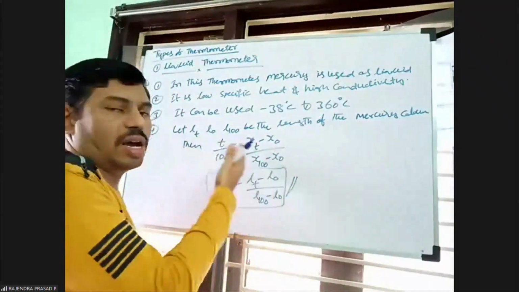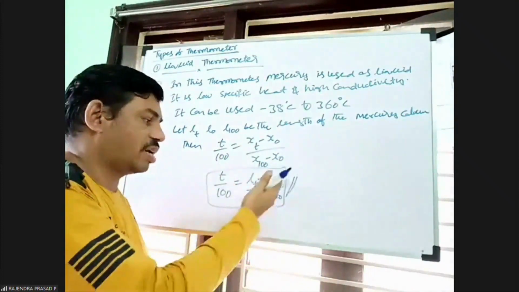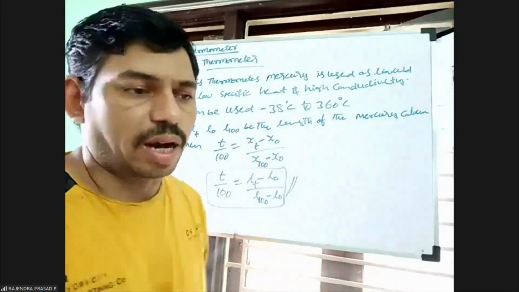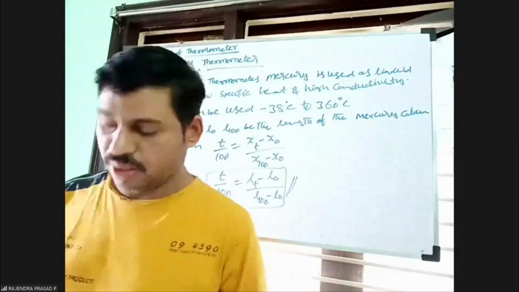And LT, L0 be the length of the mercury column. Then T by 100 equal to LT minus L0 by L100 minus L0. Same previous formula, just substitute L in place of X.